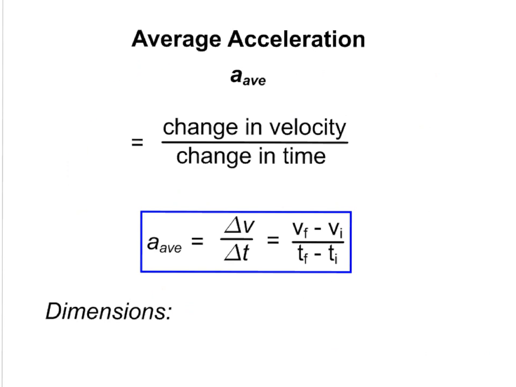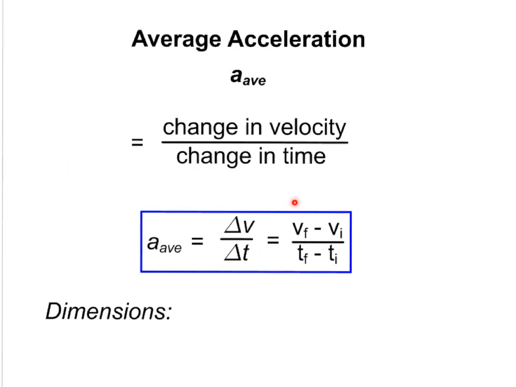So let's start with average acceleration. Average acceleration we can denote with little a and then a AVE for average in subscript after it. It is simply the change in velocity divided by the change in time, how much time it took for the velocity change to take place. So just like velocity is equal to the change in displacement over the change in time, acceleration is equal to the change in velocity over the change in time.